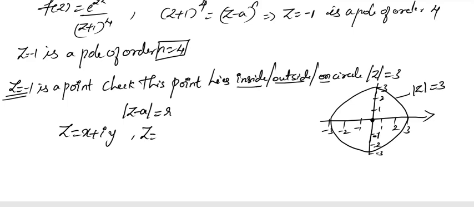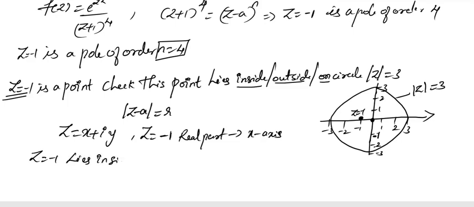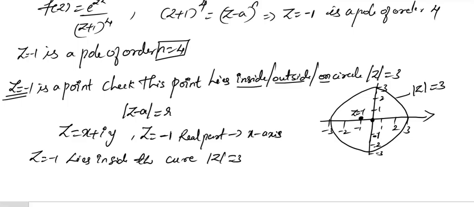Given z is equal to minus 1, this represents a real part. So the real part always represents the x-axis line. So kindly plot this z is equal to minus 1 on the x-axis. So here is the point, z is equal to minus 1. So z is equal to minus 1 lies inside the curve, that is nothing but the circle mod z is equal to 3. Since it lies inside, obviously the residue exists.